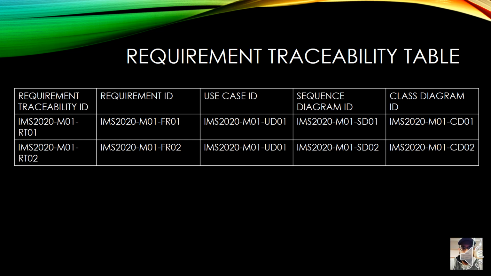For instance, let's say we go to the first traceable ID, which is IMS 2020, Inventory Management System 2020, M001, which is related to module 1 and requirement traceability 1. If we mention this requirement traceability, it's related to the first module of the system from functional requirement number 1, in which that functional requirement is related to use case description 01, and then that use case UD01 is related to sequence diagram 01, and also this SD01 is related to class diagram 01. So if you want to do the traceability, we can use this to trace the diagrams for the stated requirement ID.